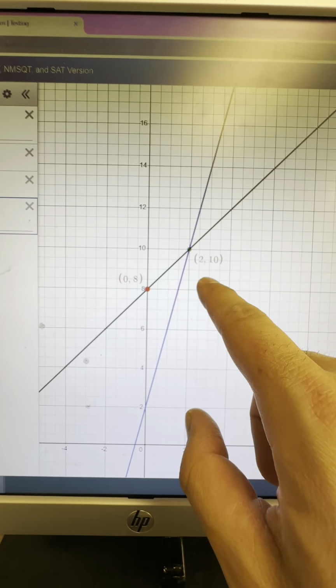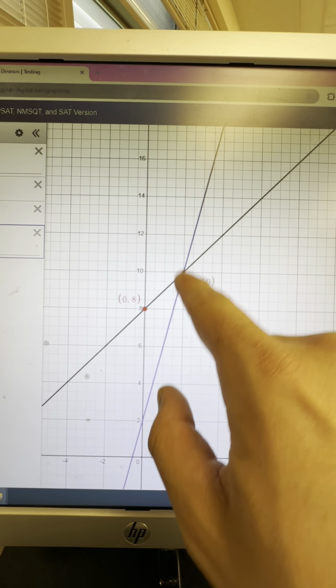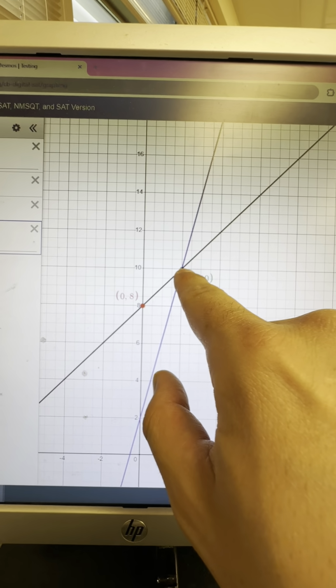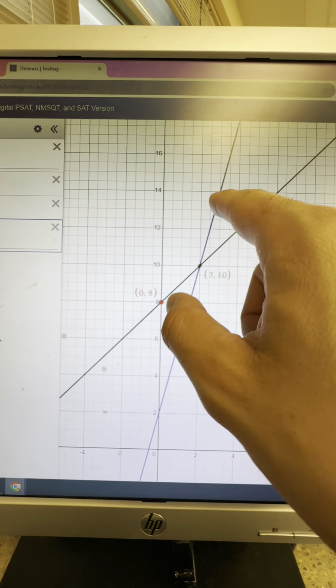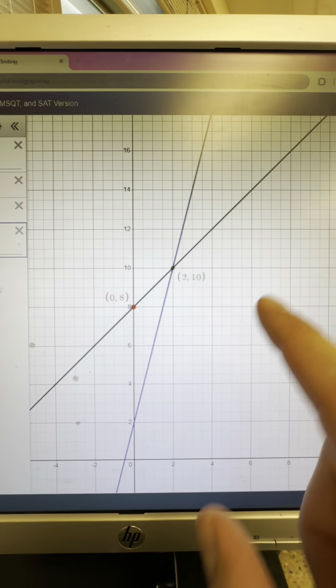Because remember, a system is more than one line, and to be a solution to a system, it has to be just like this point here. It has to be on both lines at the same time. So notice here, it is a solution here, but it's not a solution to the system because it's not on both lines. So be careful with questions like that.